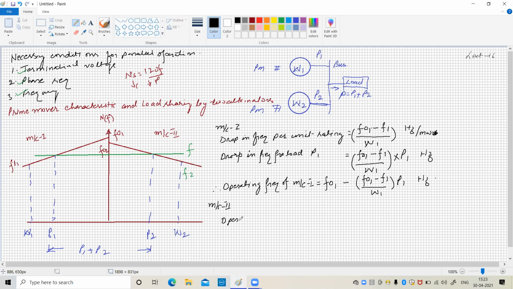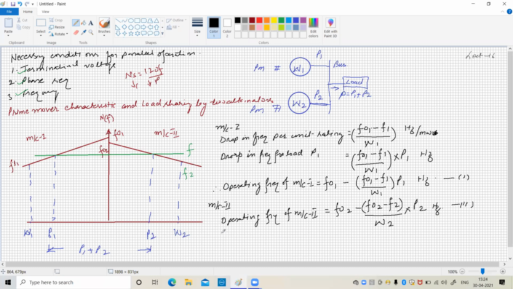The operating frequency of machine 2 is F02 minus (F02 minus F2) divided by the capacity of the second alternator W2, times the load shared by it, P2. It is in hertz. This is the operating frequency of machine 1, and this is the operating frequency of machine 2. Call them equation number 1 and equation number 2.